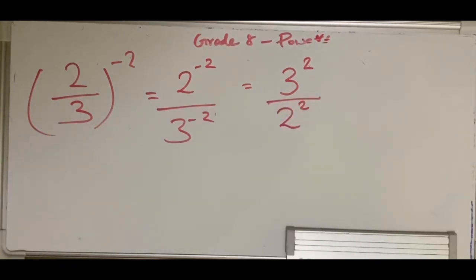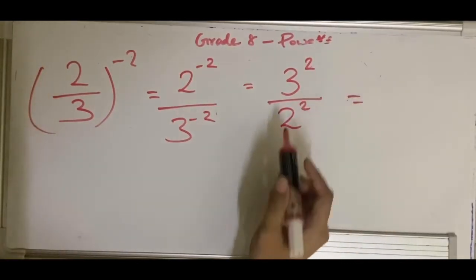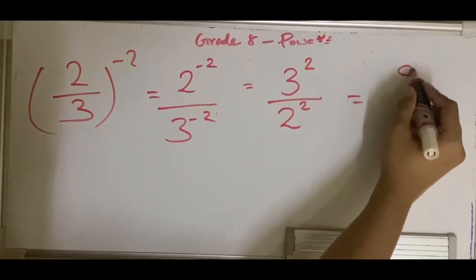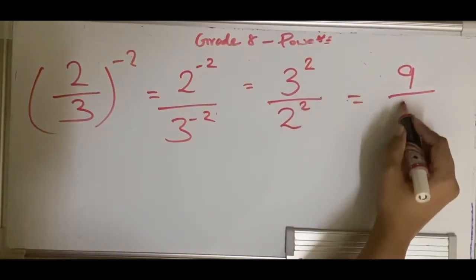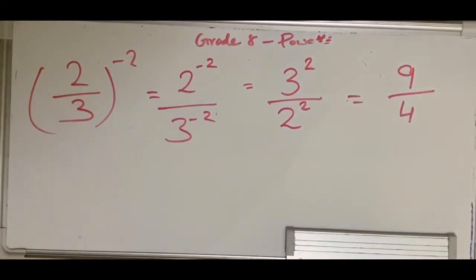and just make it 2. So our final answer here would be 3 square would be 3 times 3 is 9 and 2 square would be 2 times 2 is 4. So our final value is 9 by 4.